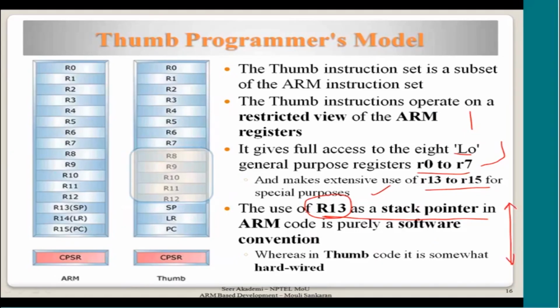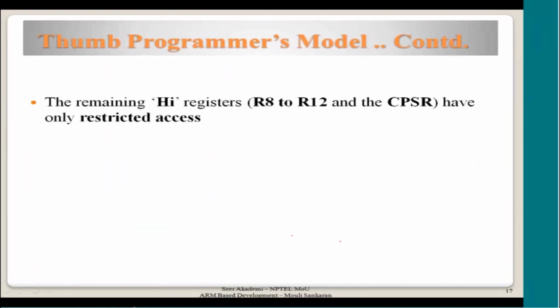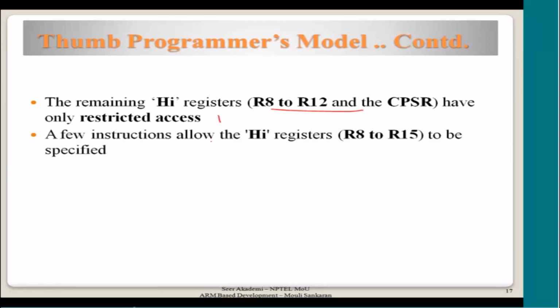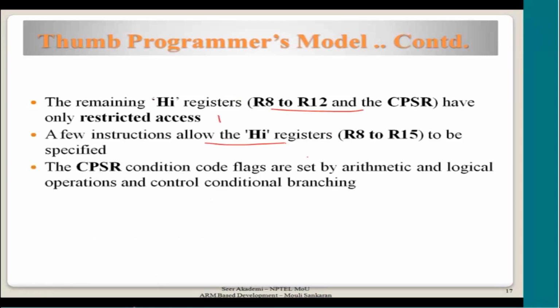In the previous examples so far in ARM state, we have seen that any register could be used as a stack pointer. If you remember, full descending or empty ascending, all those things. Here there is a restriction. The remaining high registers have only restricted access. A few instructions allow high registers to be accessed, not all of them. And CPSR condition code flags are set by arithmetic and logical operations.